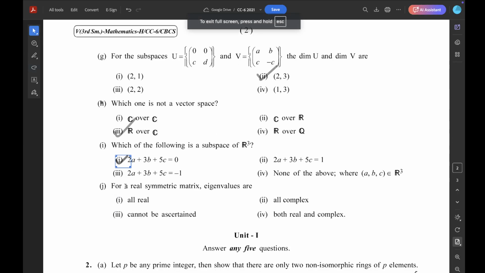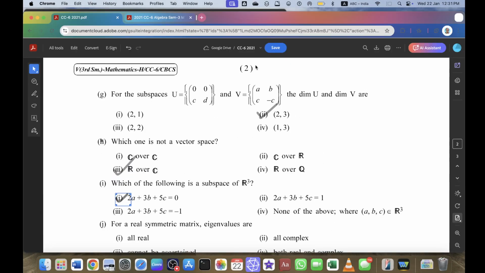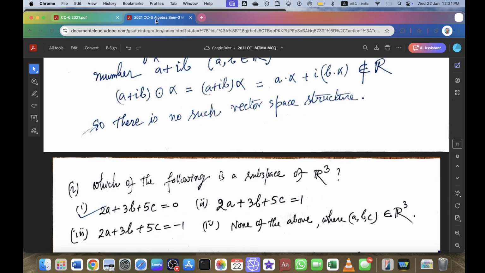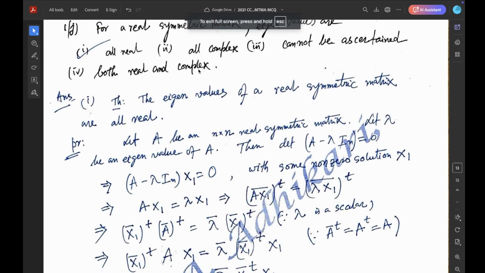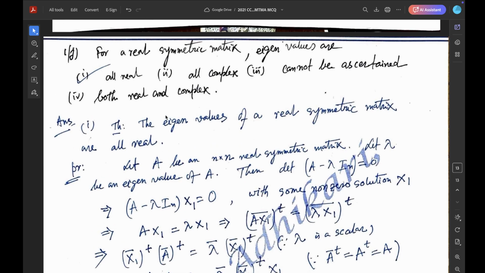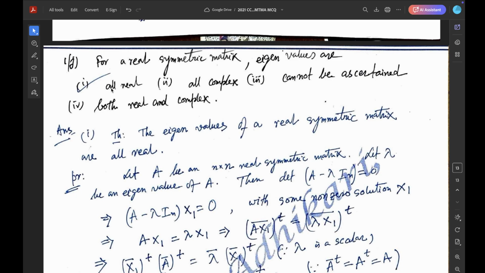Next question J. For a real symmetric matrix, eigenvalues are: option 1, all real; option 2, all complex; option 3, cannot be ascertained; option 4, both real and complex. Theorem: the eigenvalues of a real symmetric matrix are all real. So for a real symmetric matrix the eigenvalues are all real, so option 1 is correct by this theorem.